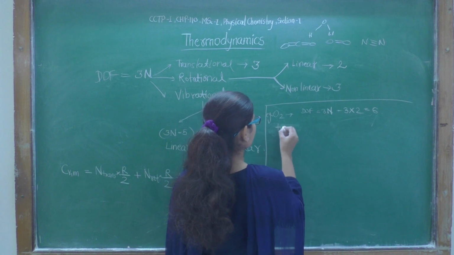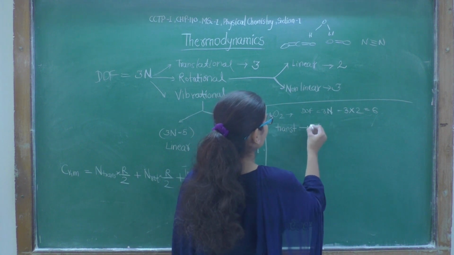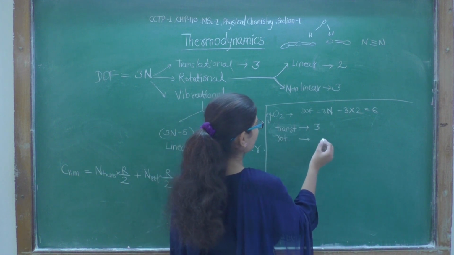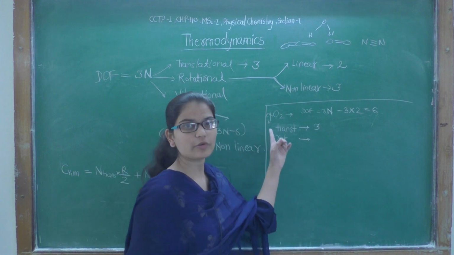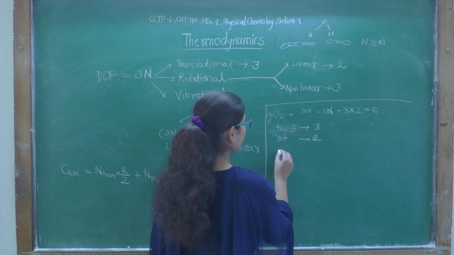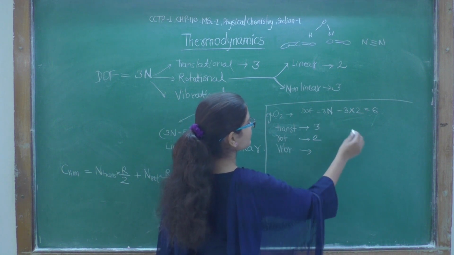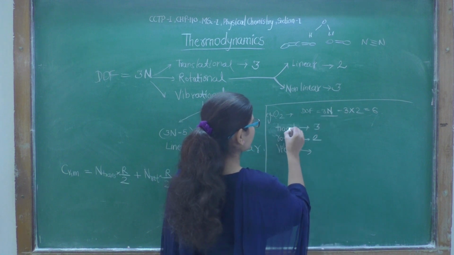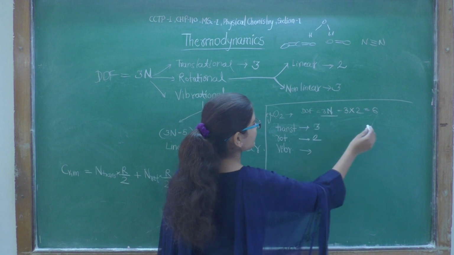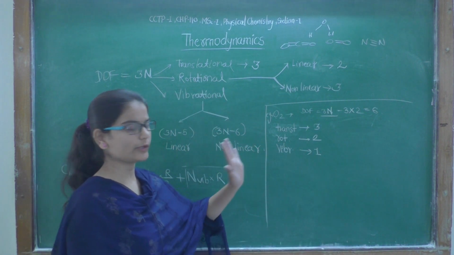First is translational. How many translational? 3. Then rotational. How many rotational? It is a linear molecule, so it will have 2 rotational degrees of freedom. How many vibrational? 3n minus translational plus rotational, that is 3n minus 5. So 6 minus 5 will be 1. This is the scenario for the O2 molecule.